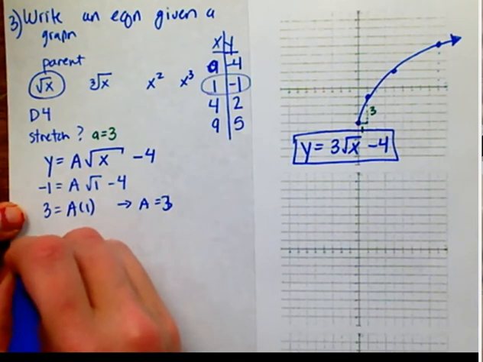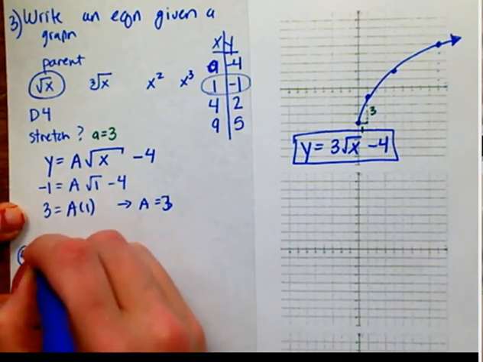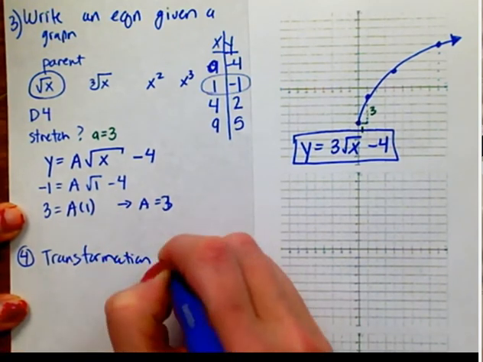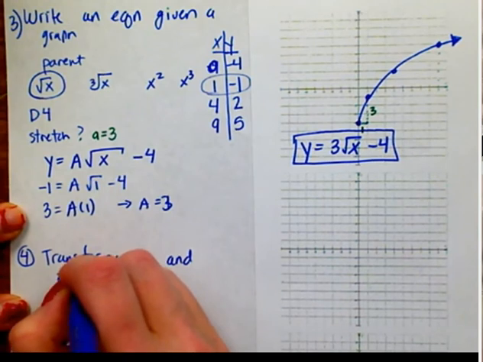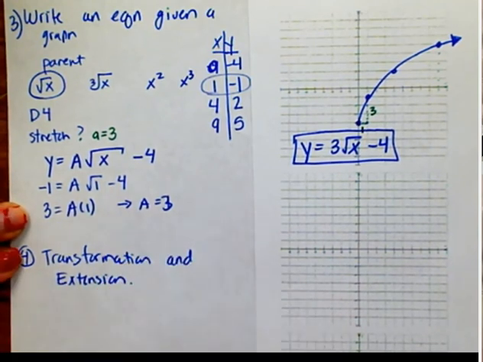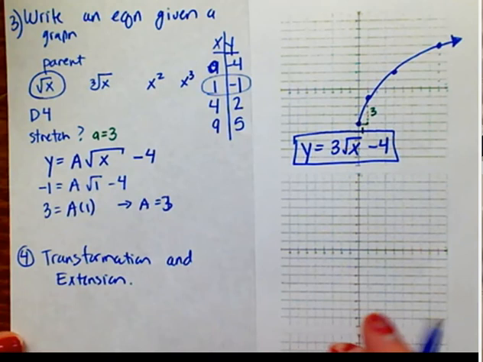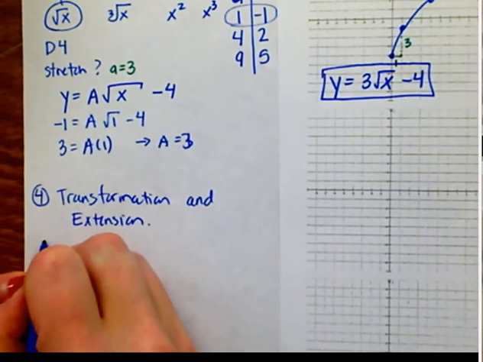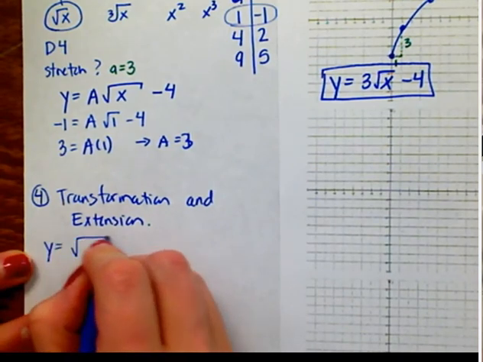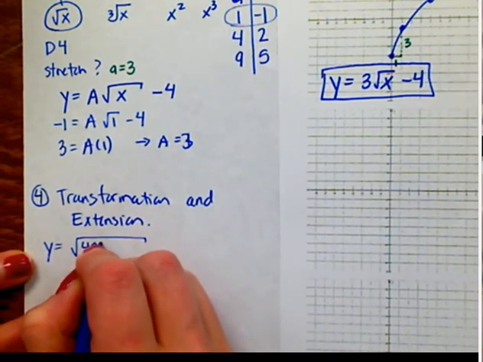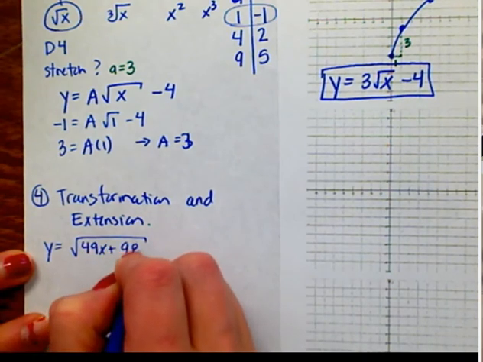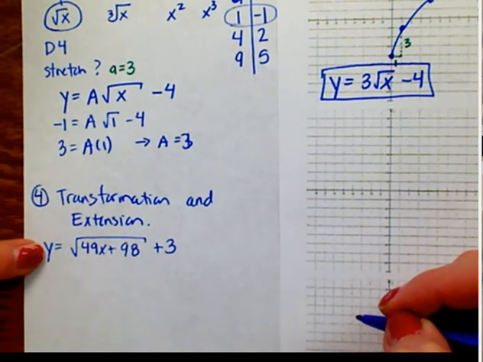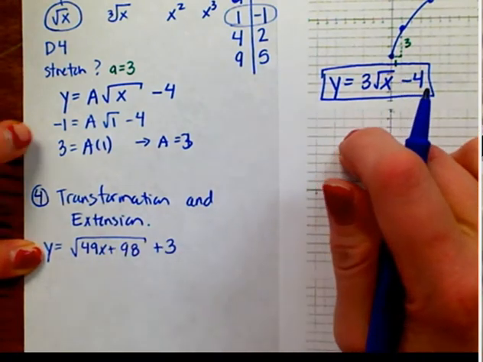Okay, so the last thing we're going to do is transformations and extension. And we're going to write down a statement here. Okay, and then maybe we'll do a graph, but maybe not. Okay, so the question is, what is the transformation of this graph? So if I wanted, I could graph it.